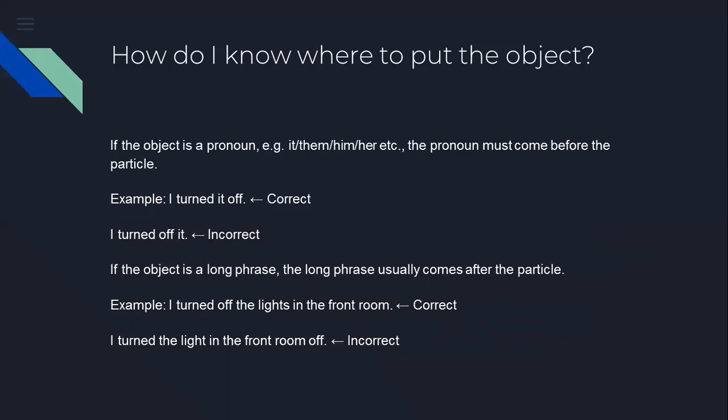And if the object is a long phrase, okay, remember that we are going to place an object. If the object is a pronoun, you will be placing it in between the verb and the particle. But if the object is a long phrase, the long phrase usually comes after the particle. I turned off the lights in the front room is correct. I turned the lights in the front room off is not correct.